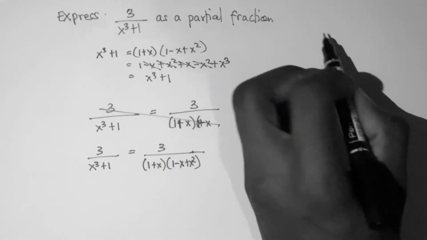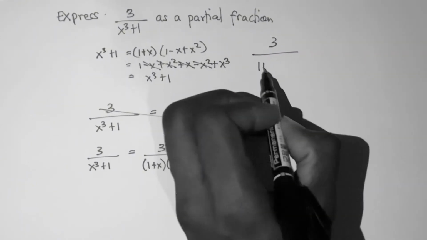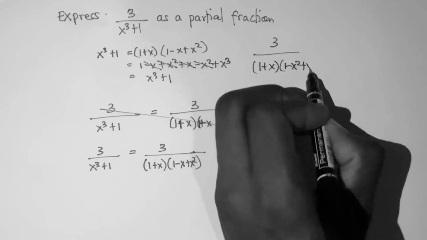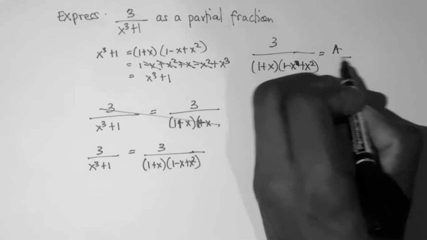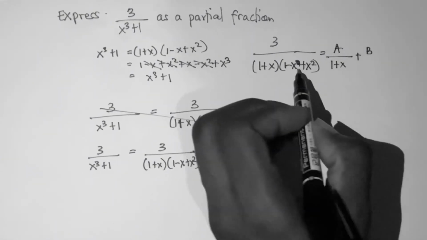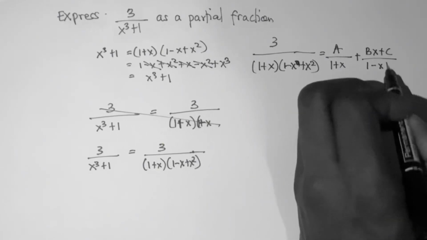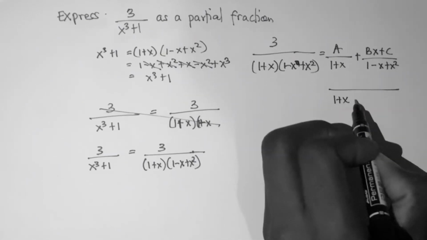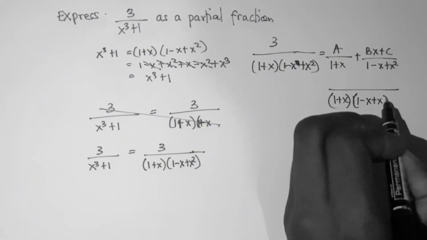So in terms of partial fractions, 3 divided by (1 plus x) times (1 minus x plus x squared) is equal to A divided by 1 plus x, plus Bx plus C divided by 1 minus x plus x squared. See, this is a quadratic function, so Bx plus C. So let's find the LCM. The LCM is (1 plus x) times (1 minus x plus x squared).